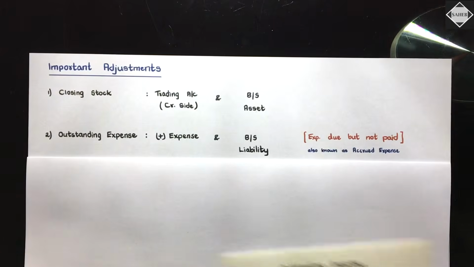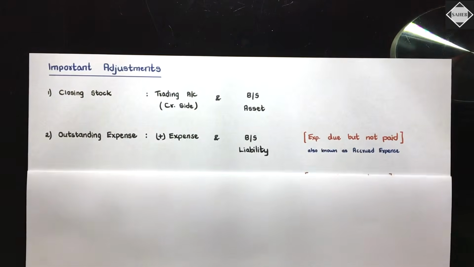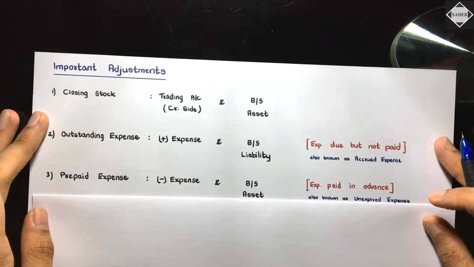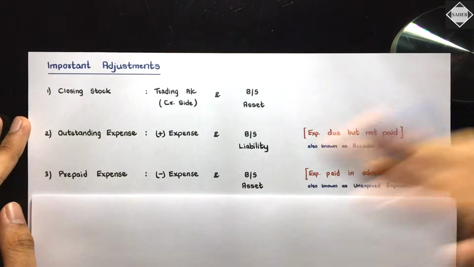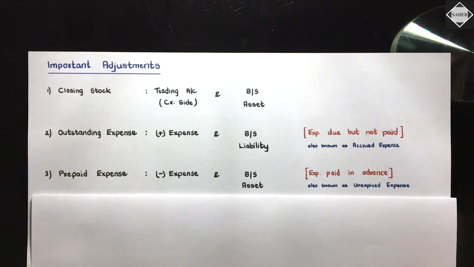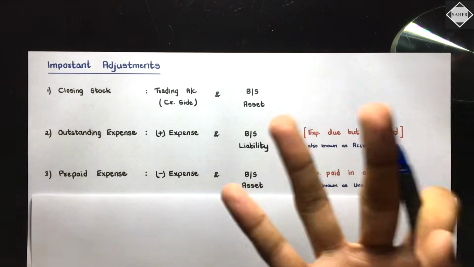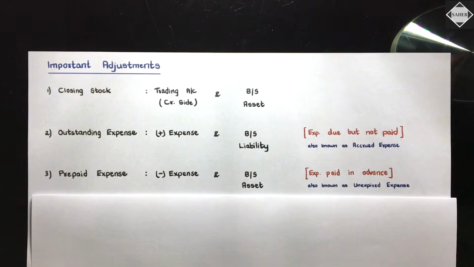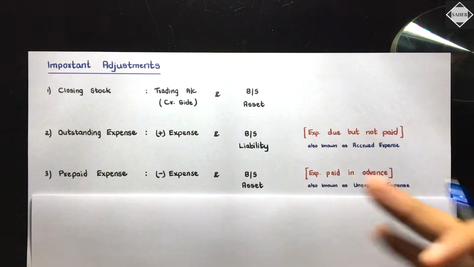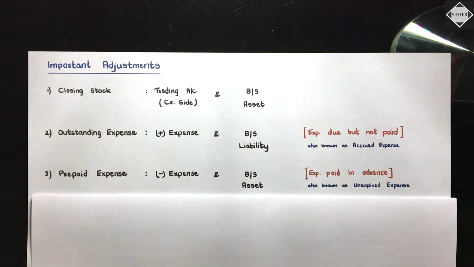Next, what do we have? Next we have, see, prepaid expense. What do you mean by prepaid expense? See, I'll give you a practical example. Right now if you go to a bike showroom, what happens? They will tell you to pay 3 years' insurance premium right now, or 5 years' insurance premium right now, right? If you pay that, let's say 3 years' insurance premium you paid at once, then what happens?